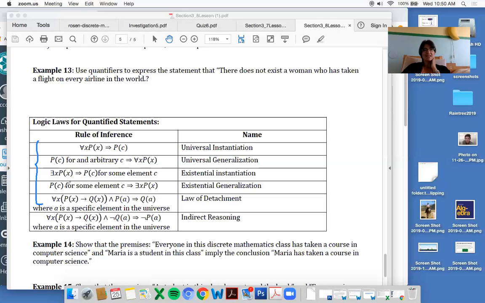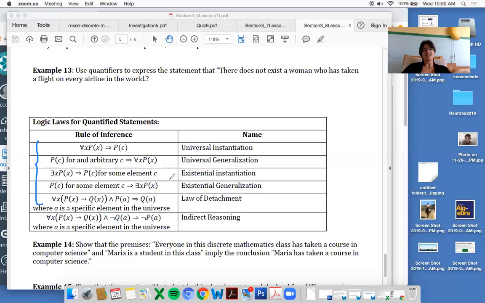The same works for existential. So going from all to one. If you say there exists an x such that P of x is true, then P is going to be true for some element in C. So that's existential instantiation. And going backwards, if P is true for one particular element in C, you can say that there exists an x such that P of x is true.